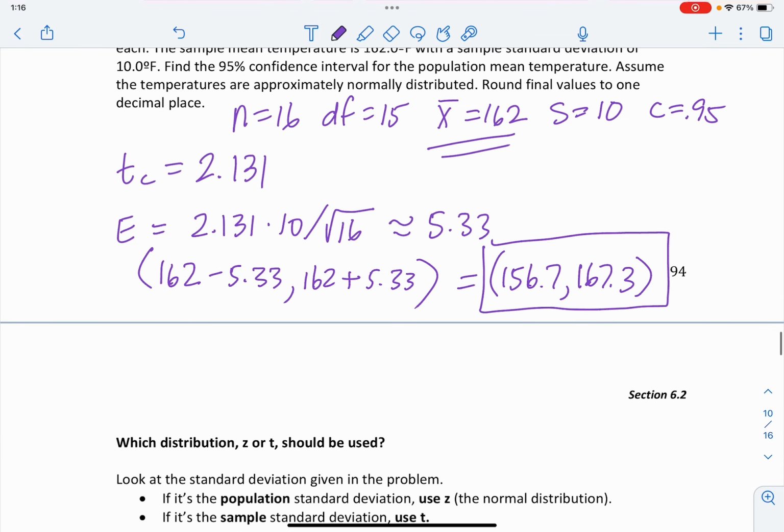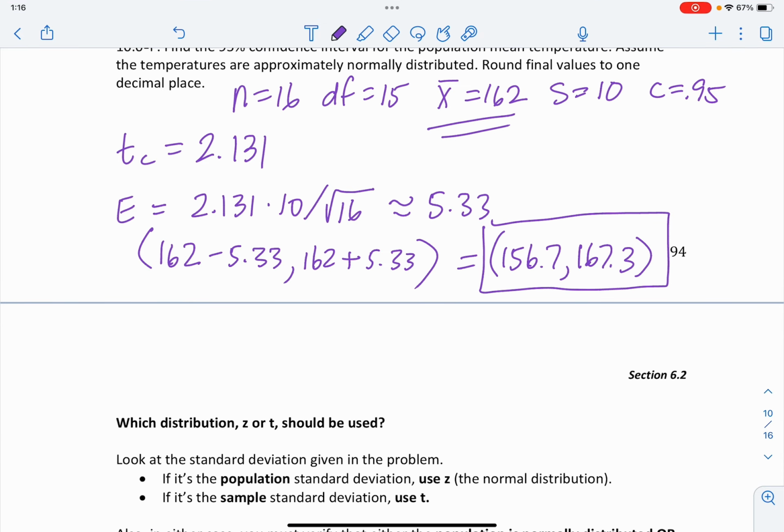So as we go to the next page, you're gonna have to figure out, okay, which distribution should we use, Z or T, right? When they start mixing these problems together, it just all depends on one thing, the standard deviation. If you know the population standard deviation, you're using Z, right? So population is Z. If you know the sample standard deviation, it's T. Okay, that's it. Nothing else matters.